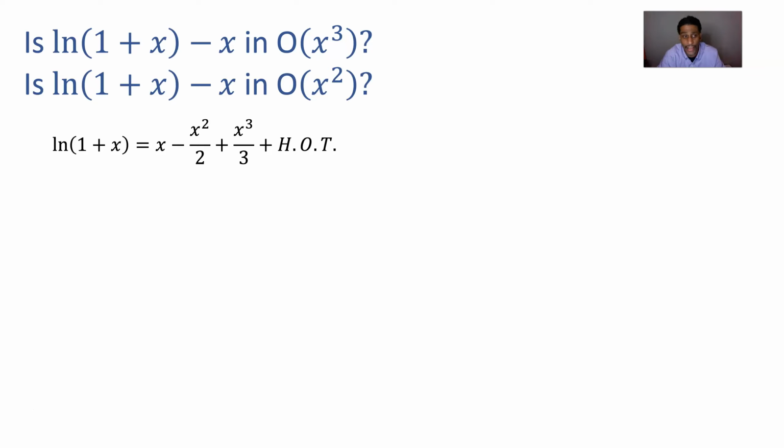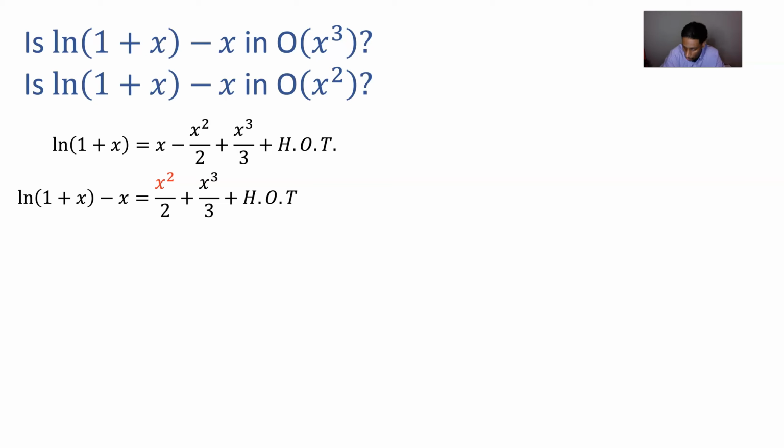You end up with this guy here, x minus x squared over 2 plus x cubed over 3, and it goes on forever in all directions. And it has higher order terms, okay? And what we want to do is take away x from that. So let's take away x from both sides. And our leading term, the lowest power term, is x squared.